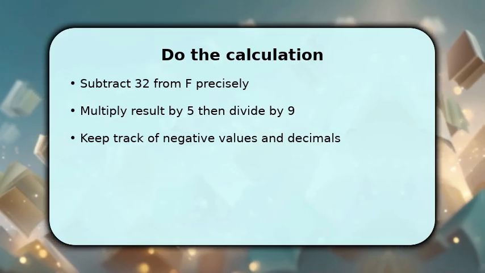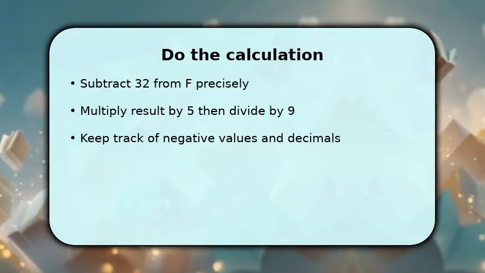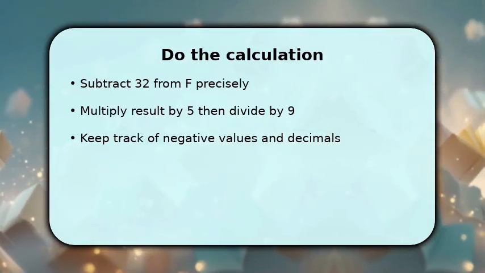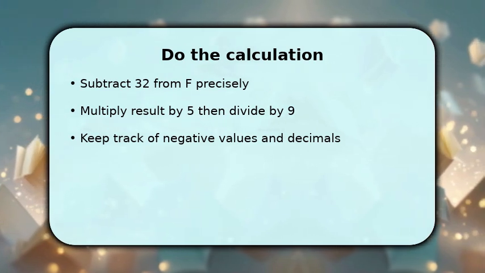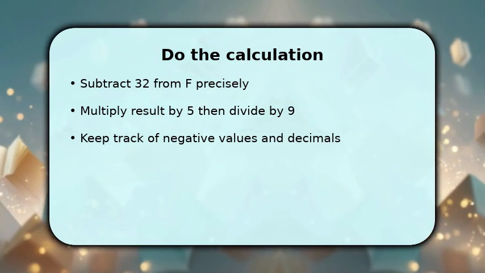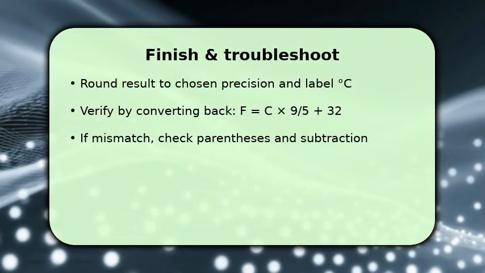If you're doing this by hand, carry decimals carefully. If using a spreadsheet, enter equals (F32) asterisk 5/9. Once calculated, apply your chosen rounding rule and label the result degrees. To finish, round the Celsius value to your selected precision and always append degrees C.